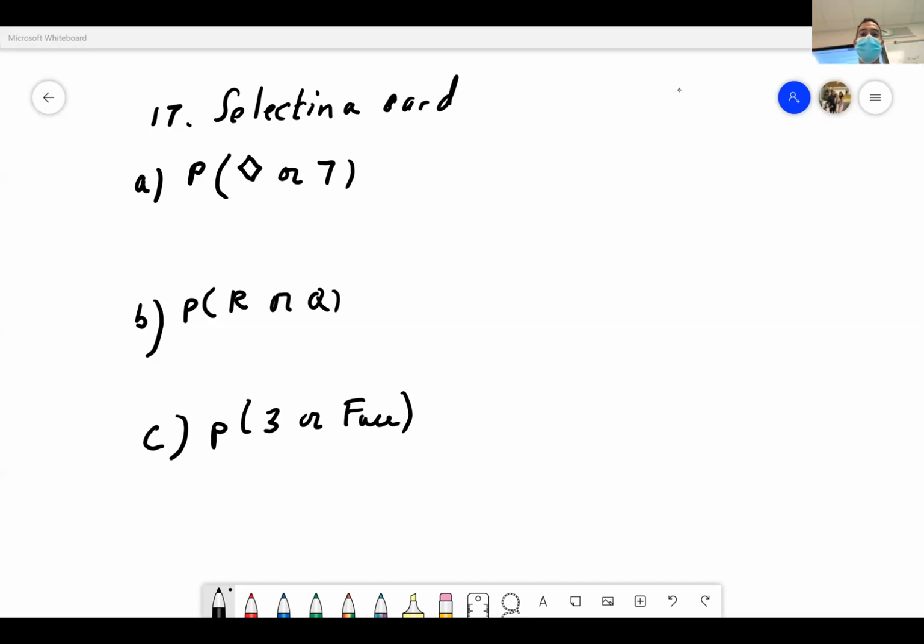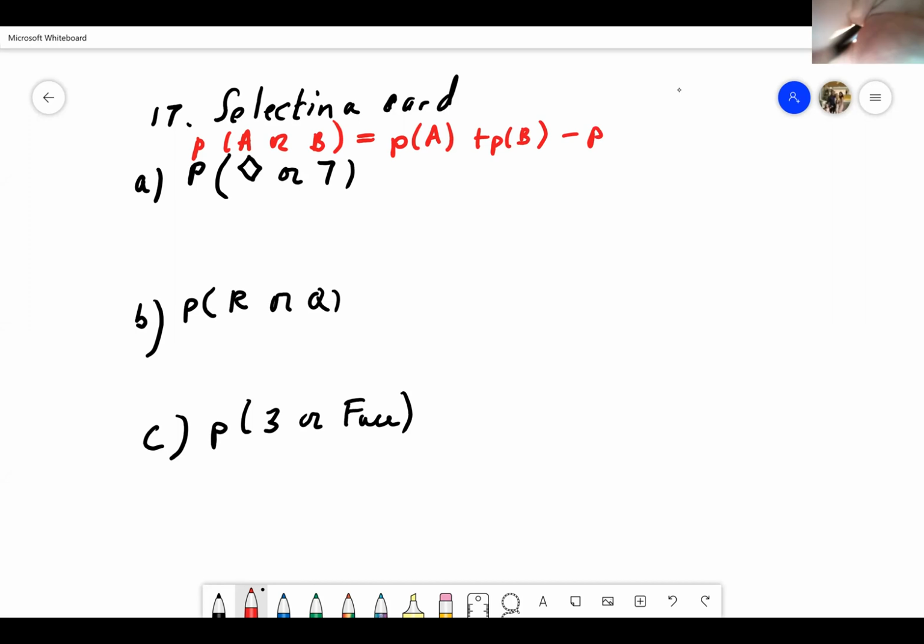Okay, so let me go ahead and just put the basic question out there. Here it is: the probability of diamond or 7. Now what you need to remember about this is the addition rule. The addition rule says that the probability of A or B must equal the probability of A plus the probability of B minus the probability of A and B.